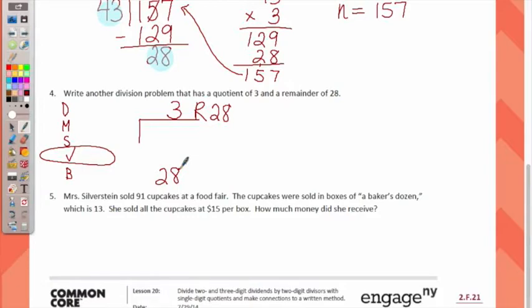So pick any number, Rustin. 43. We already did that. Don't pick the same one as up there. 29. Rustin, pick any number. And don't say 29. 36. Okay, everybody write it down. All right, so how do we figure out the dividend? 36 times 3. Okay, 36 times 3. Don't shout out any answers. And then add my remainder, correct?